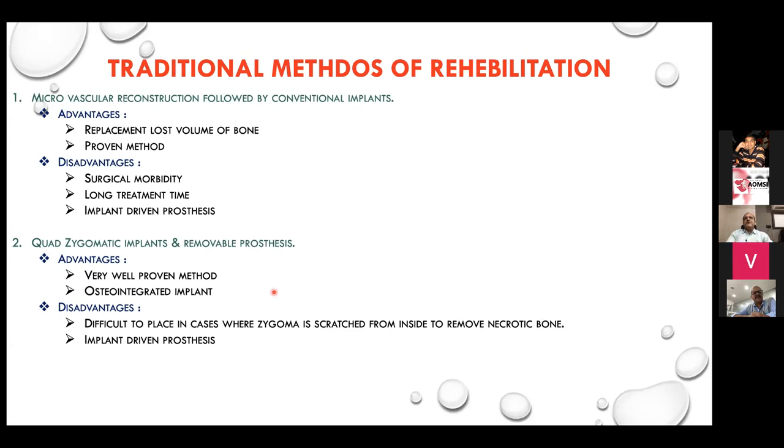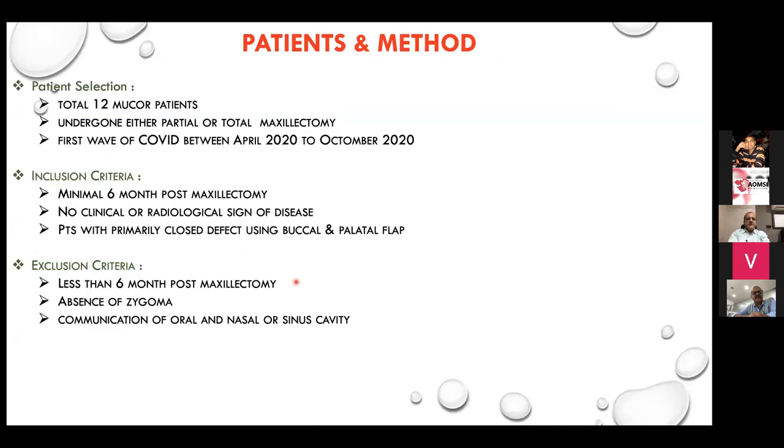So what I'm going to speak about is not actually an alternative. It is more of an extension of the science which has already been established. And you have to choose the method to treat the patient. It is not that the PSI, zygoma or free fibula is the only thing to be done, or maybe a glabella implant. You have to combine all of these things and give the patient a better functional result. So till now, we have done almost 12 patients, and they had undergone either a partial or total maxillectomy from April 2020 to October in the first wave.